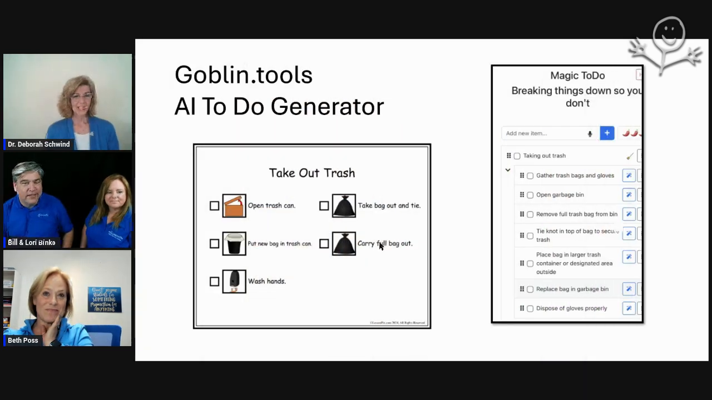Right. Goblin Tools is just a free website. You can type in a to-do generator. So maybe it's washing dishes, or maybe this one was taking out the trash. But anything that has steps to it, a to-do type task, you just ask it, tell me the steps of taking out the trash, and it goes boom, boom, boom, boom, boom, boom. And then I'll take those steps, and then I'll create the steps in LessonPix.